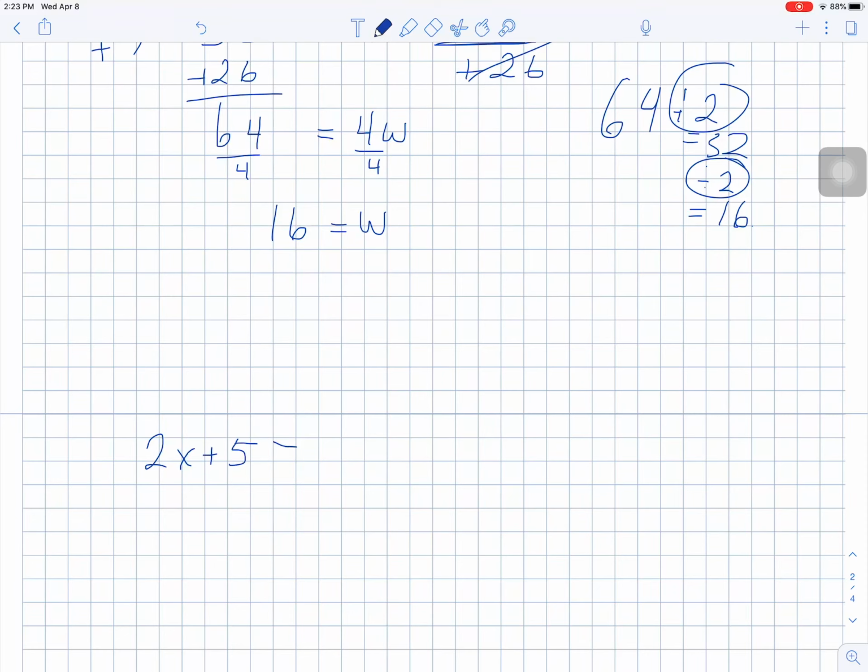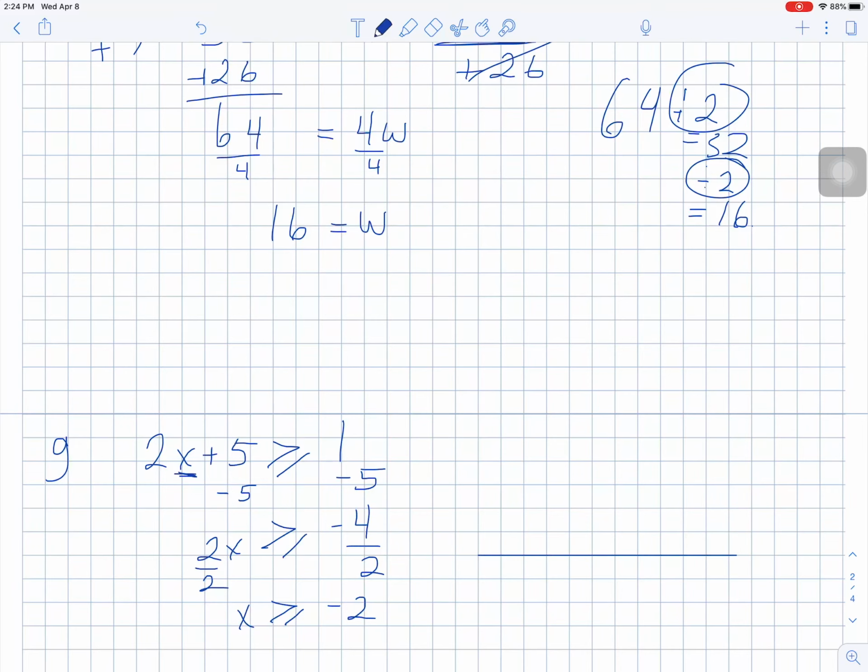It's 2x plus 5 is greater than or equal to 1. Again, we want to figure out what x is. So the first thing that we do is we take away 5 from this side. And that means we have to take it away from that side as well. So we have 2x is greater than or equal to negative 4. Now we have to divide both sides by 2 in order to get just x. So x is greater than or equal to negative 2.